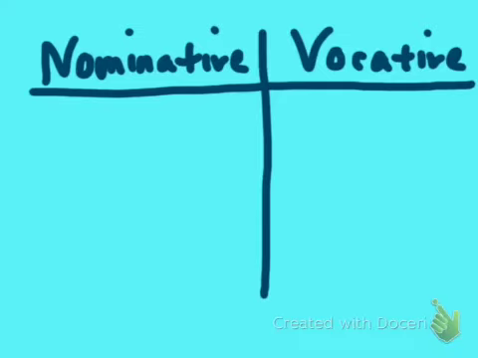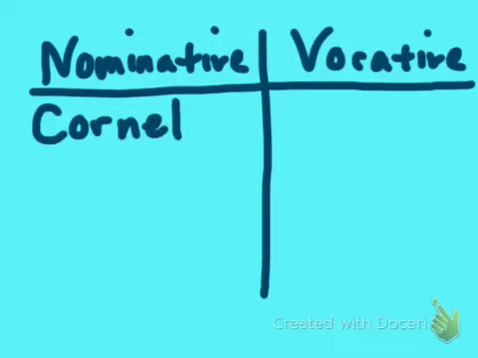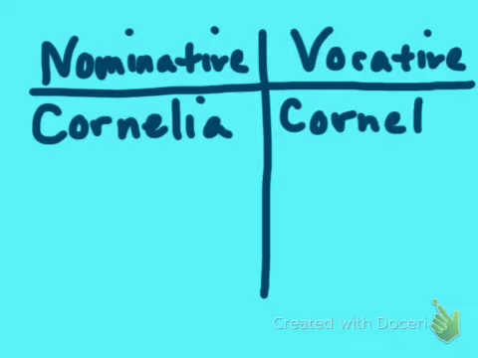So let's take a look and see how we form the vocative case in Latin. The vocative case most of the time is going to look just like the nominative case. So for example, if I were calling Cornelia and said, "Cornelia, time for lunch," Cornelia in the vocative would actually just be the same as the nominative.